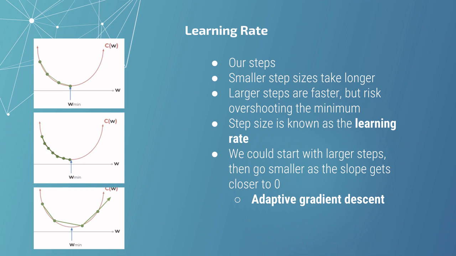The step size is called the learning rate. We could start with larger steps and go smaller as the slope gets closer to 0, which would be much more efficient, and that's called adaptive gradient descent. So if you can imagine it, it's starting with these large step sizes, but then getting smaller and smaller and smaller until you converge at that zero.